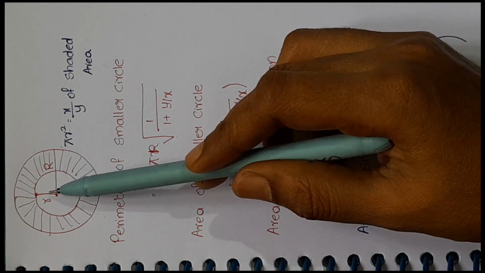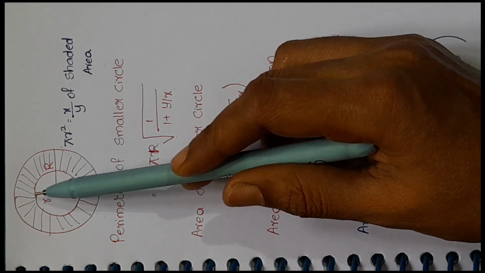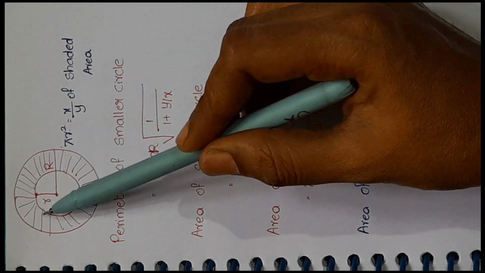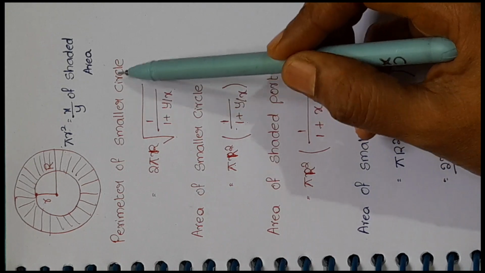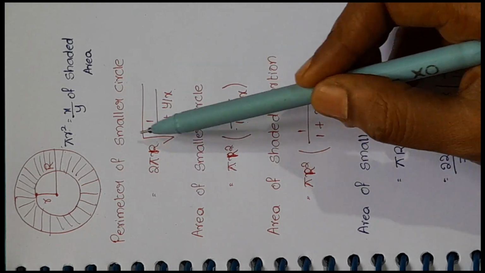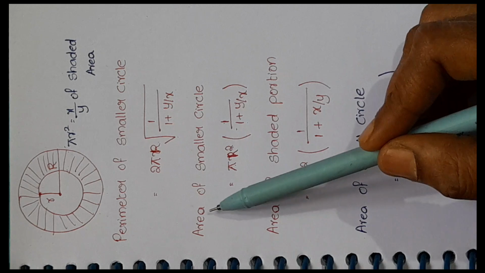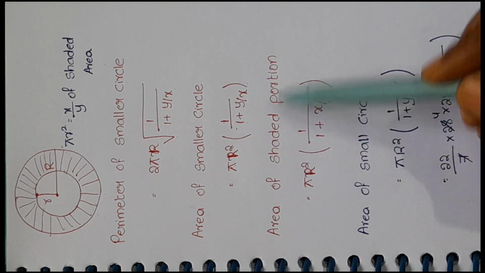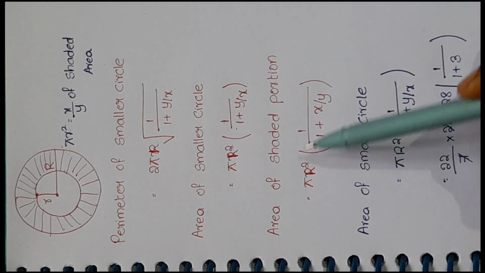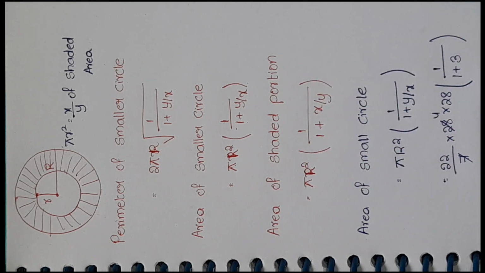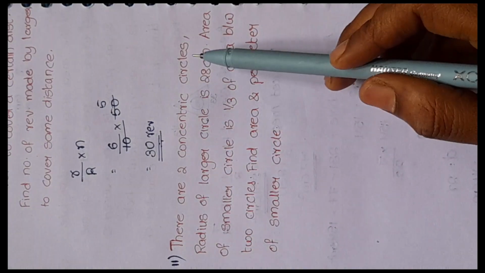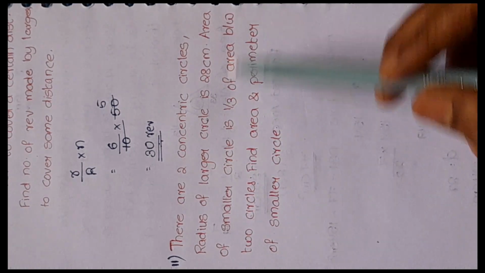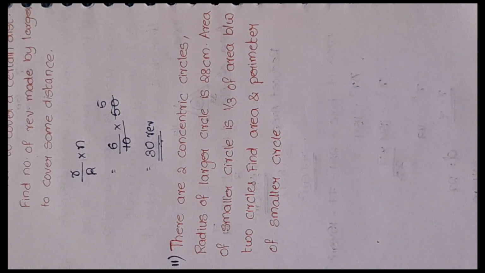There are two concentric circles. The bigger circle radius is capital R and the smaller circle radius is small r. And the area of the smaller circle is equal to x by y of the shaded area, or the area between the two circles. Now the perimeter of the smaller circle is 2 pi into capital R into root of 1 by 1 plus y by x. Area of the smaller circle is pi capital R squared into 1 by 1 plus y by x. Area of the shaded region is equal to pi into capital R squared into 1 by 1 plus x by y. Question number 11. There are two concentric circles. Radius of the larger circle is 28 centimeters and the smaller circle is 1/3 of the area between the two circles. Find the area and perimeter of the smaller circle.